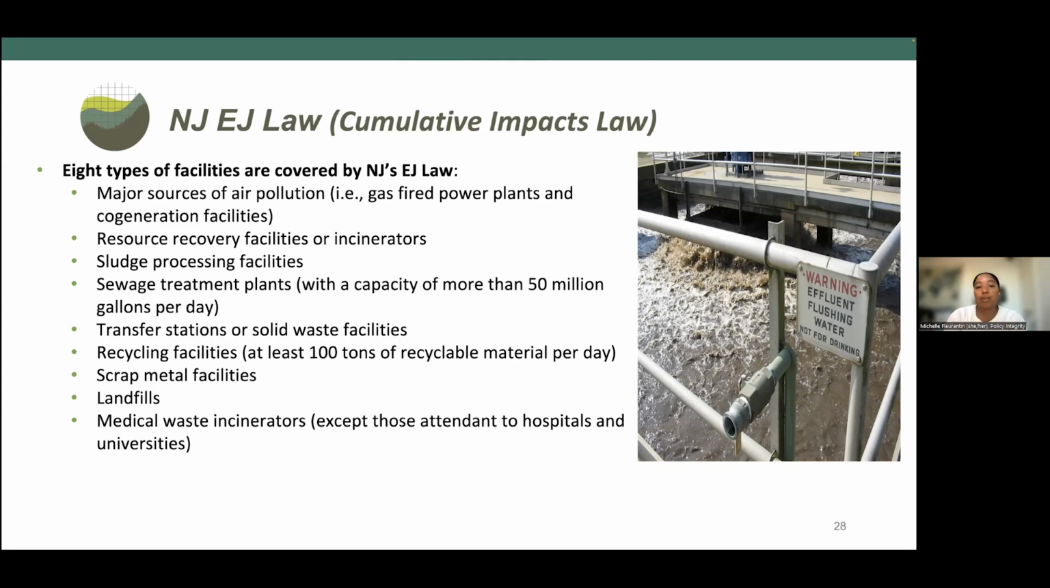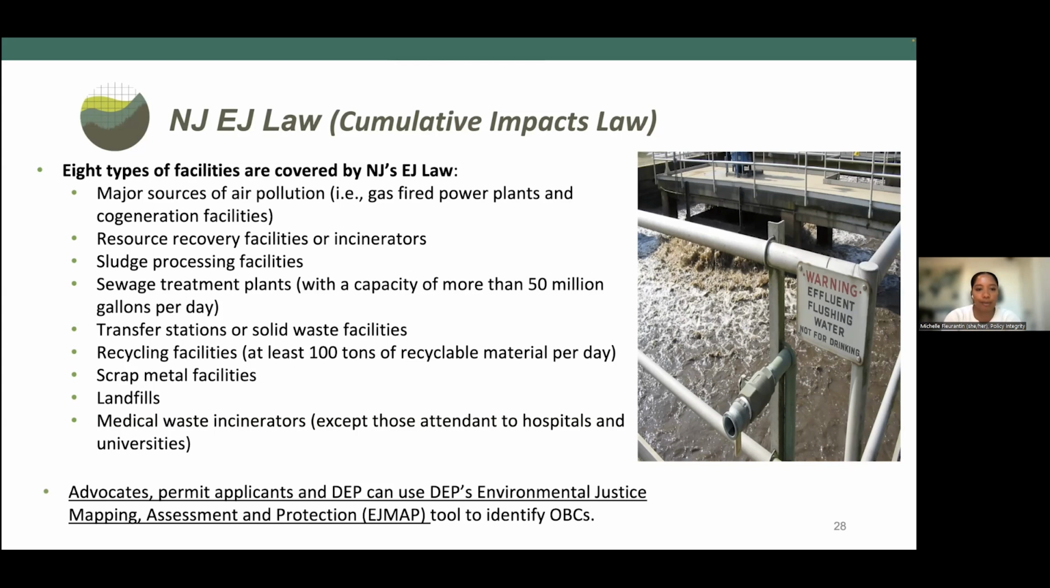And so I want you to think about what's in your community. Are one of these types of facilities in your backyard? And if so, this law is meant for you and to protect your community. So just take a look at this law.